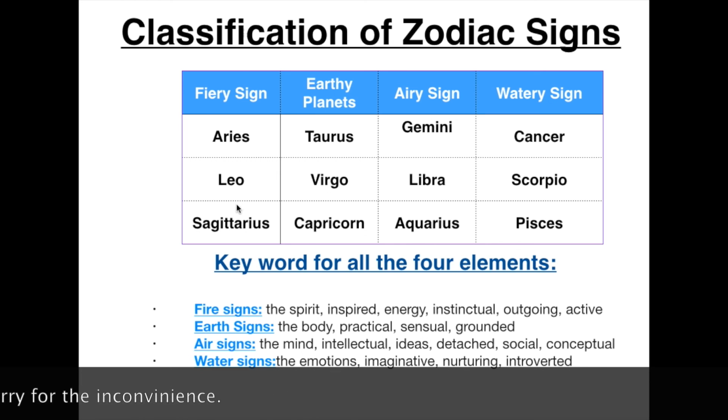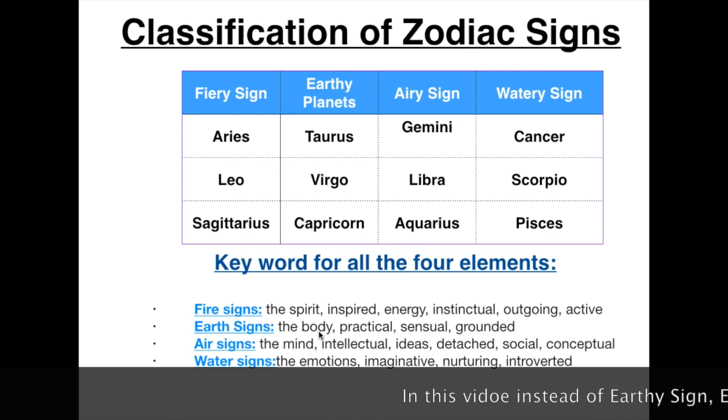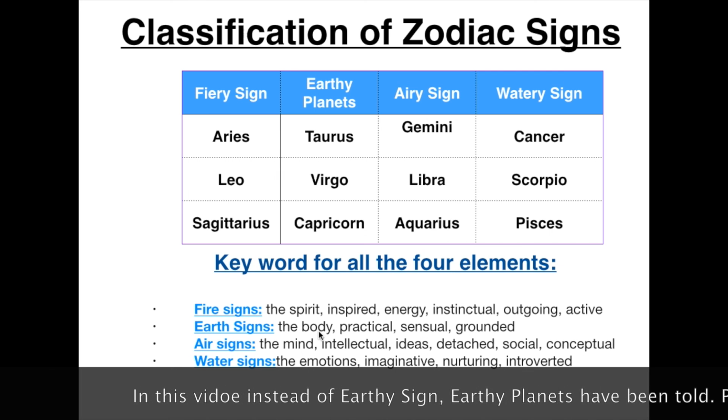So if fiery sign is the spirit, meaning whatever their consciousness says, they go for that, then earthy sign is related to the body. So whatever material world they are seeing, they focus more on that. That's why they are also more concerned with health and the food, whatever they are eating, dieting, all those things they are very concerned about.